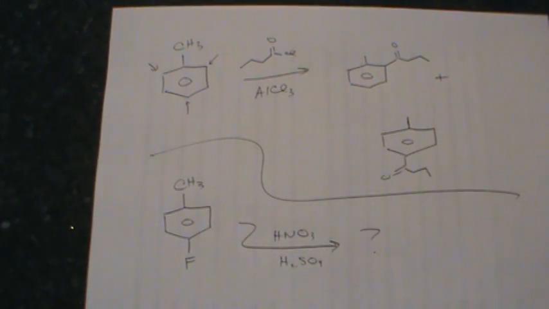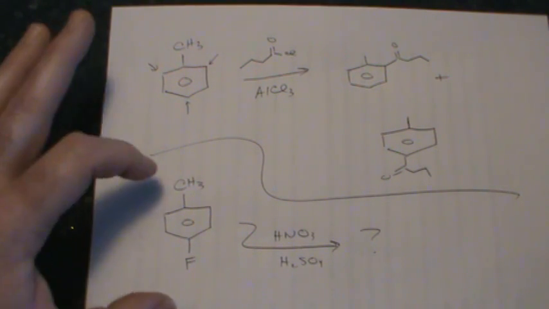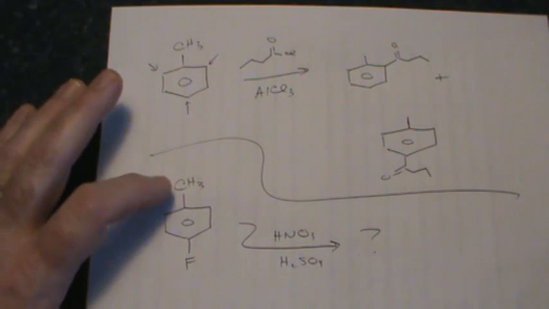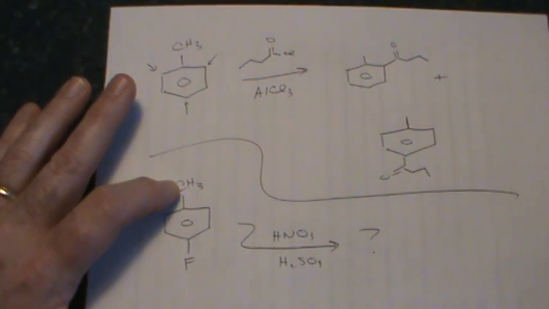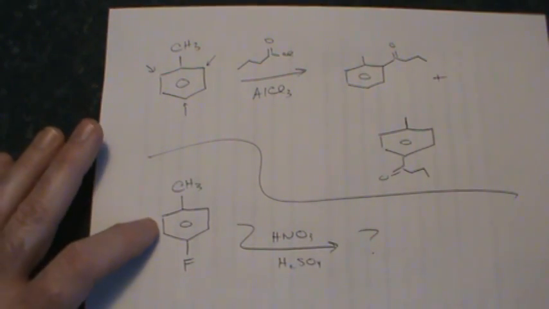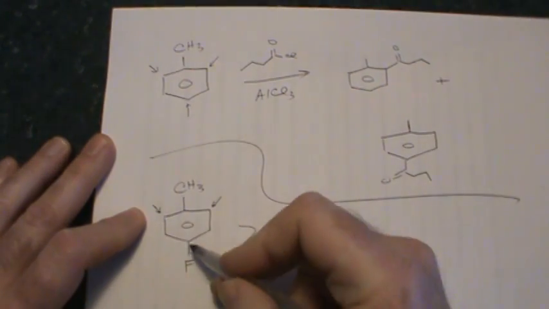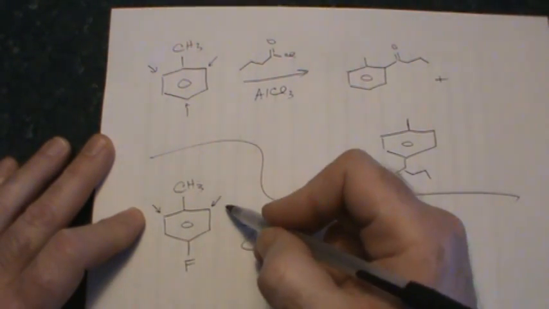Here's one. We have a methyl group and a halogen, a fluorine atom on board. They happen to be para with respect to each other. The question is, where will the next electrophilic aromatic substitution reaction go? In cases like this, where there are two groups on board, here's how we do it. The methyl group is an ortho-para director. Ortho and para relative to the methyl would be here and here. The para spot is already taken by the fluorine, so we can ignore that one.